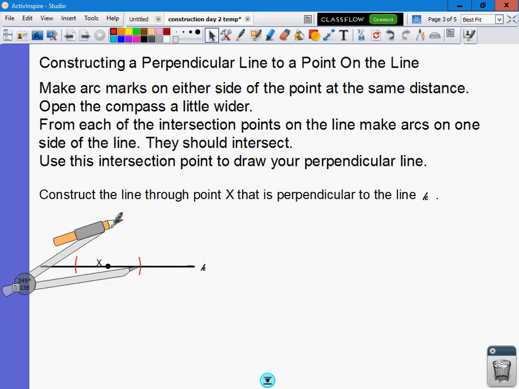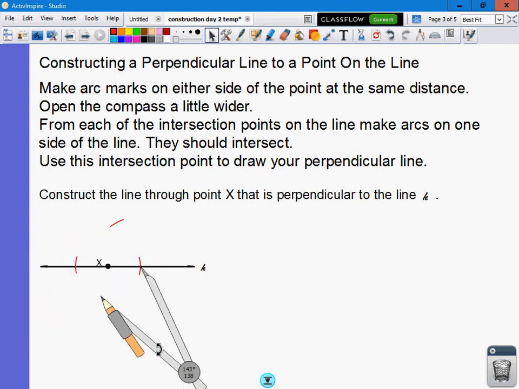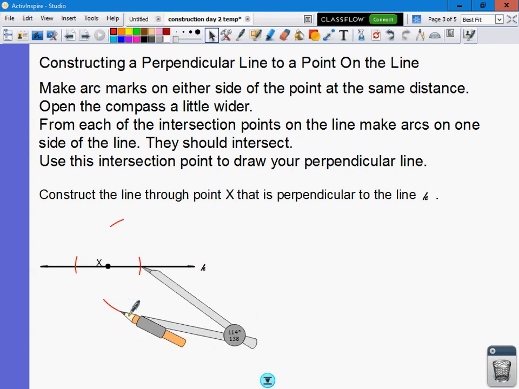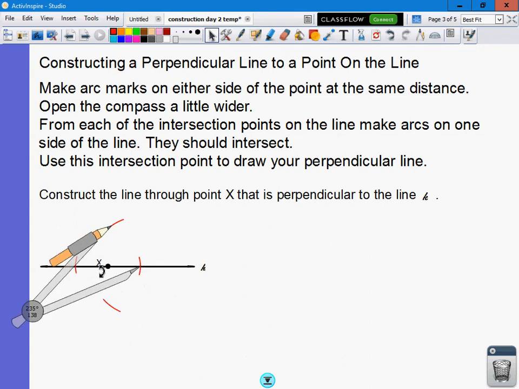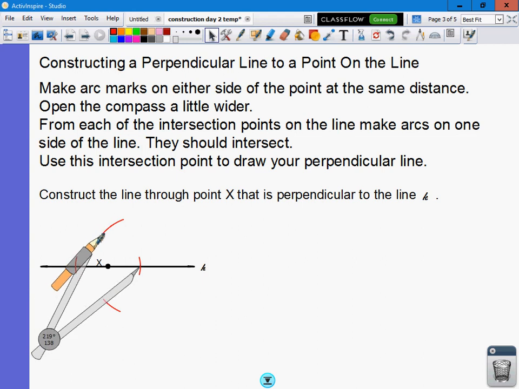I'm going to make an arc above and below. Remember that you could complete this. It doesn't have to look like what I've done. I've got it above and below. You could make the full circle there. We did that little half circle yesterday. And without changing the setting, we're going to come over and do that same thing on the other side.